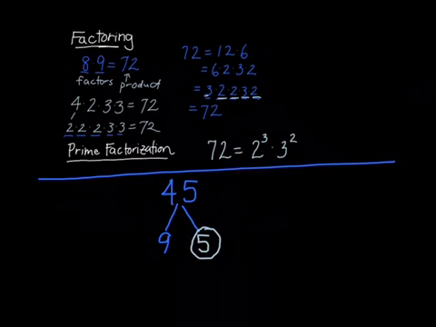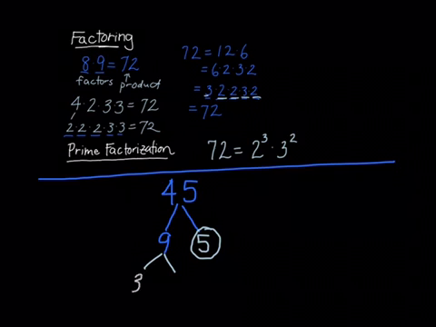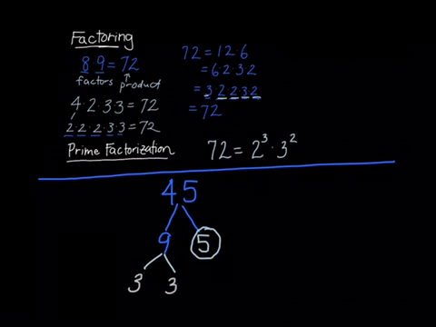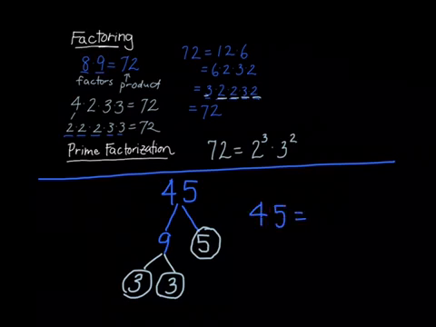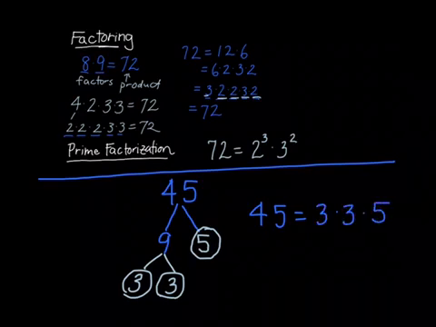With 9, we can go and break that down into two more branches. 3 times 3 is 9, and since 3 is a prime number, I'm going to put those in light blue as well and circle those tips of the branches. And then we cannot go any further, so we can express 45 as the product of 3 times 3 times 5, or 9 times 5, or even 15 times 3.